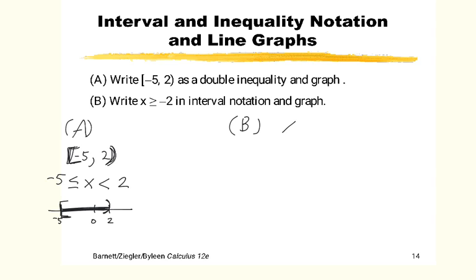Okay, for B, we have x is greater than or equal to -2, and we want to express this in interval notation and graph. So to express this in interval notation, I would suggest to first graph it. Here we have x greater than or equal to -2. I have -2 on a number line. If you want to write all the numbers, you can. Here, I don't usually. But if x is greater than, that's going to be everything shaded to the right of -2, or equal to, we want to express with a square bracket.